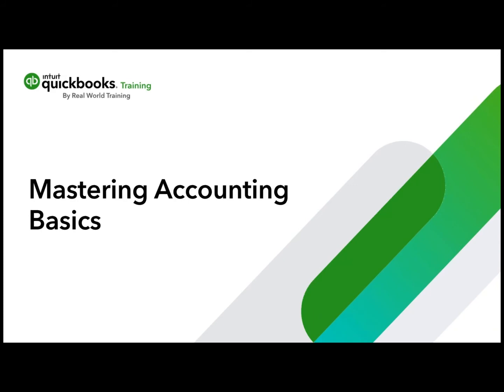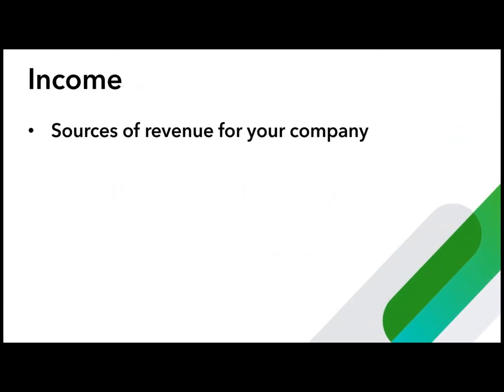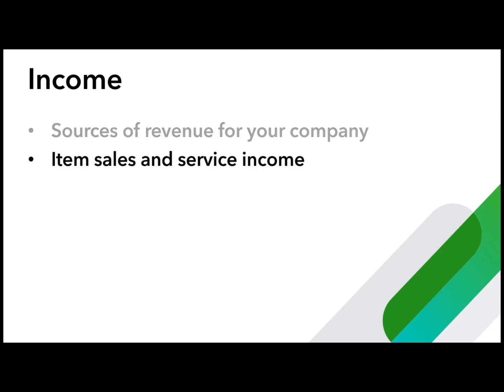You must choose the correct account type to produce accurate financial statements. You've learned about account types that appear on the balance sheet. Now you learn about the account types that appear on the profit and loss statement. The first type is income. Use income accounts to track sources of revenue, such as part sales and service income. Income accounts appear in the income section of the profit and loss statement.